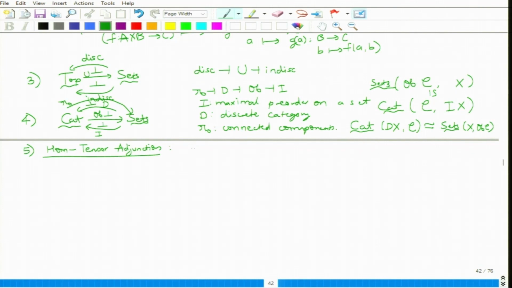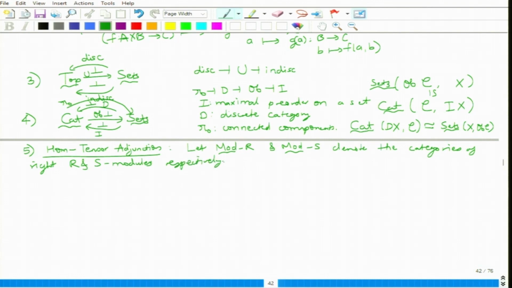So let mod R and mod S denote the categories of right R and S modules respectively. Okay, and let NRS be an RS bimodule.